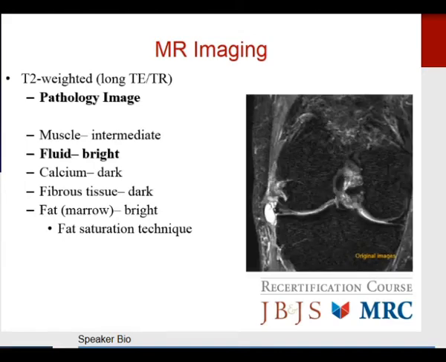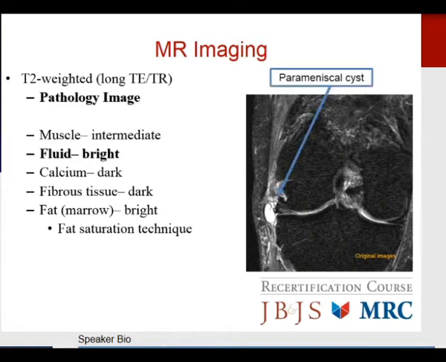Here we see a parameniscal cyst along the lateral joint line. So we see the small lobulated fluid collection abutting the peripheral aspect of the lateral meniscus with surfacing horizontal signal consistent with a parameniscal cyst and meniscal tear.